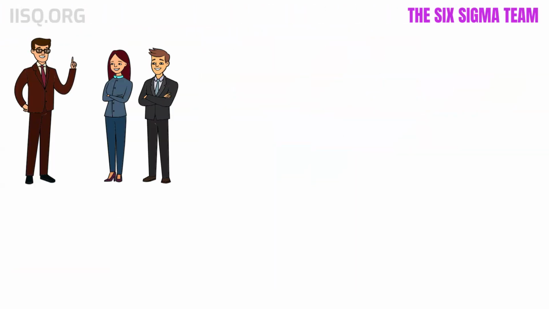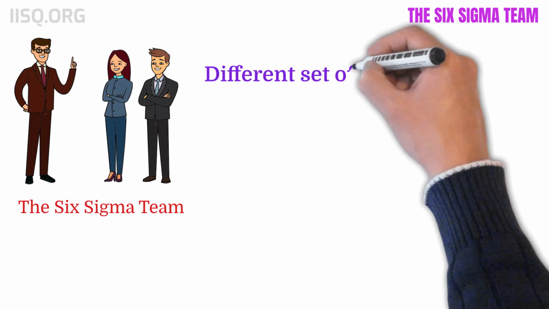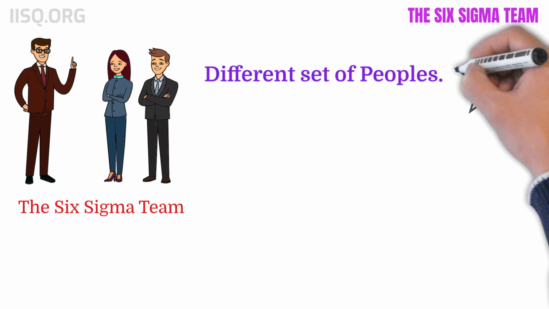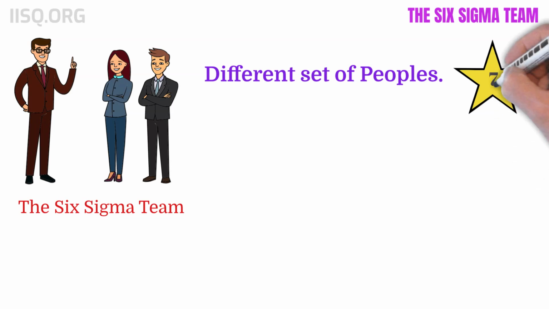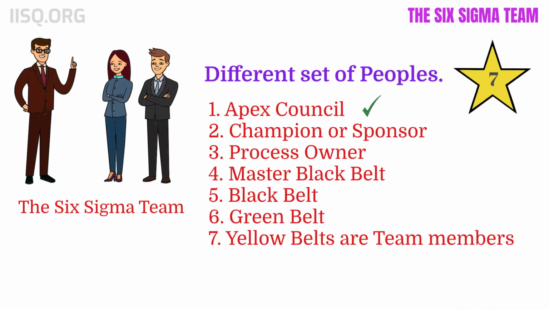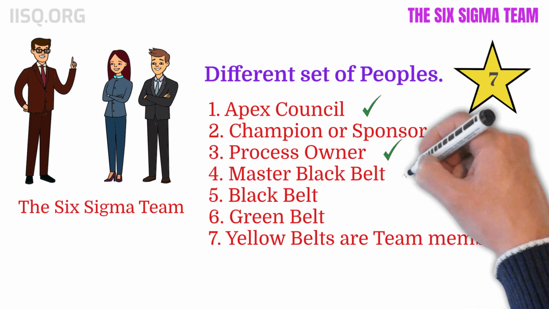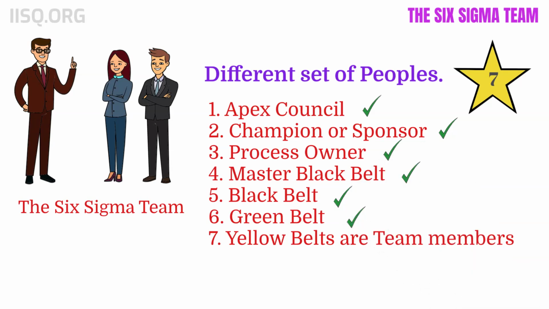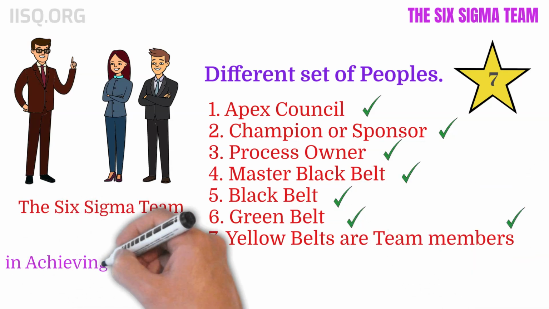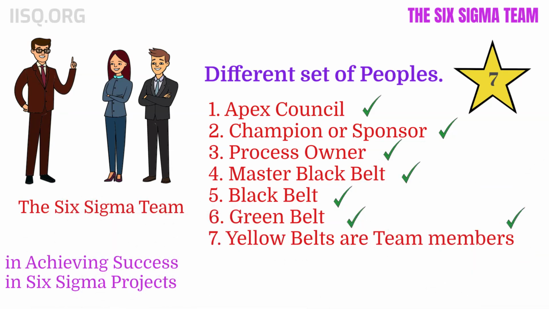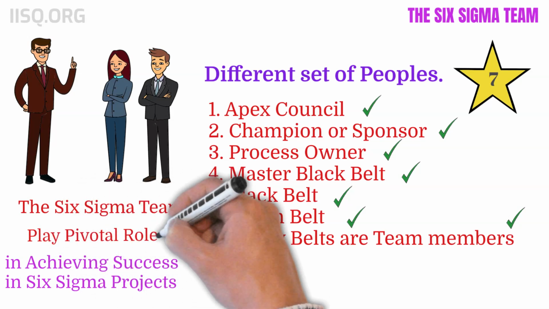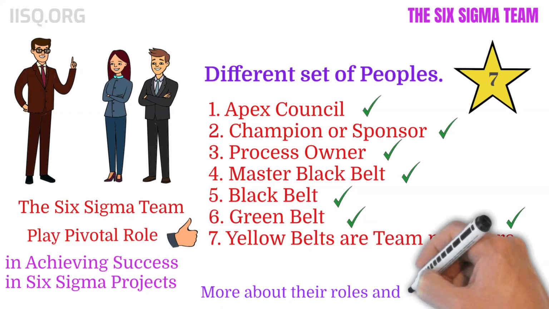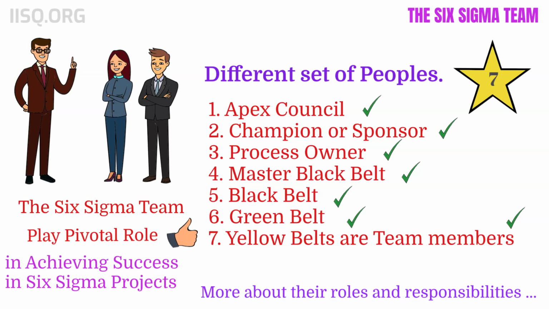Now we discuss Six Sigma teams. In an organization, ideally the Six Sigma team consists of 7 different sets of people. They are Apex Council, Champion or Sponsor, Process Owner, Master Black Belt, Green Belt, Team members. These team members play pivotal roles in achieving success in Six Sigma projects. We shall discuss more in detail their roles and responsibilities.